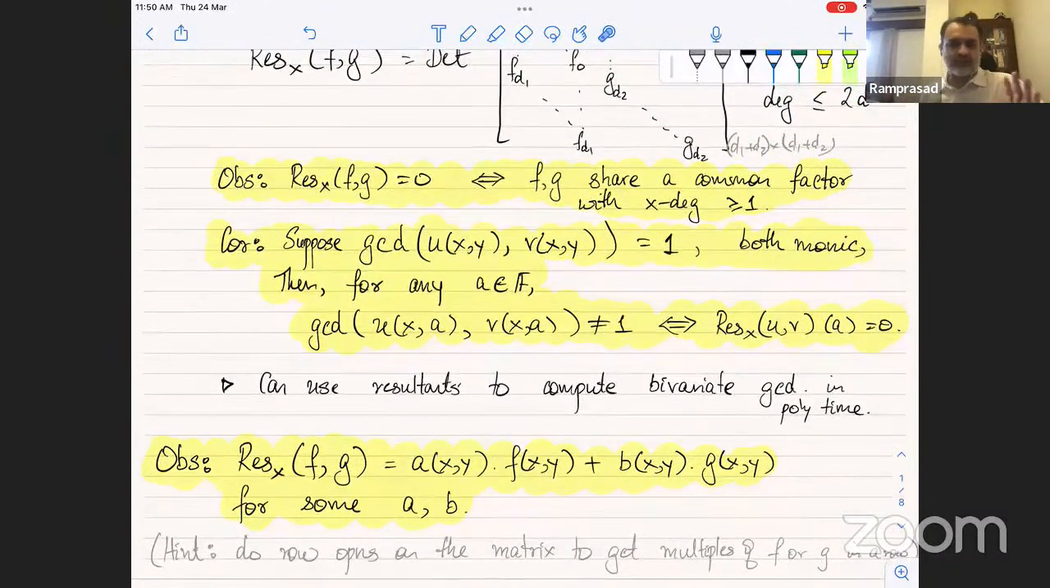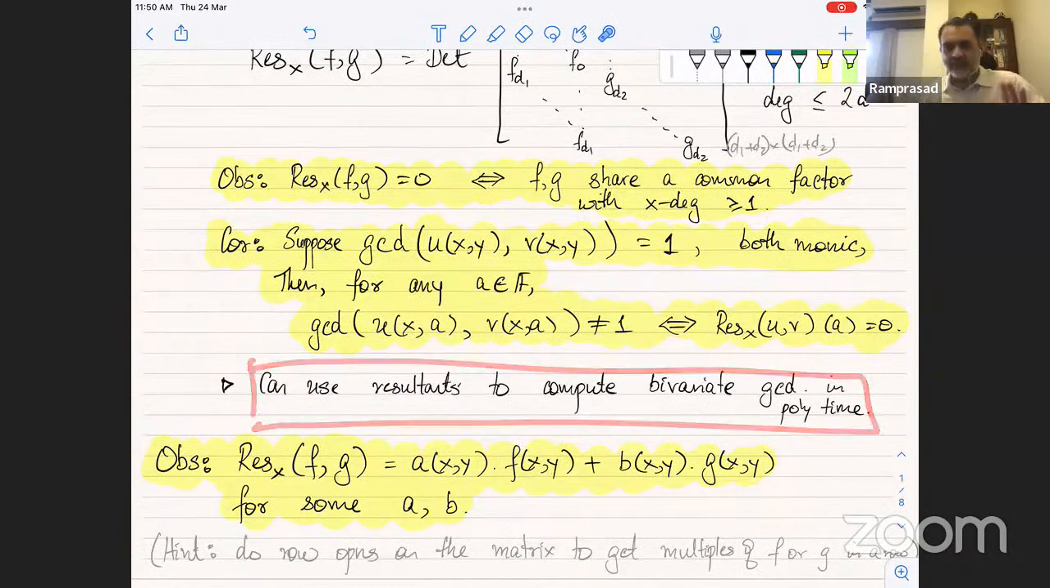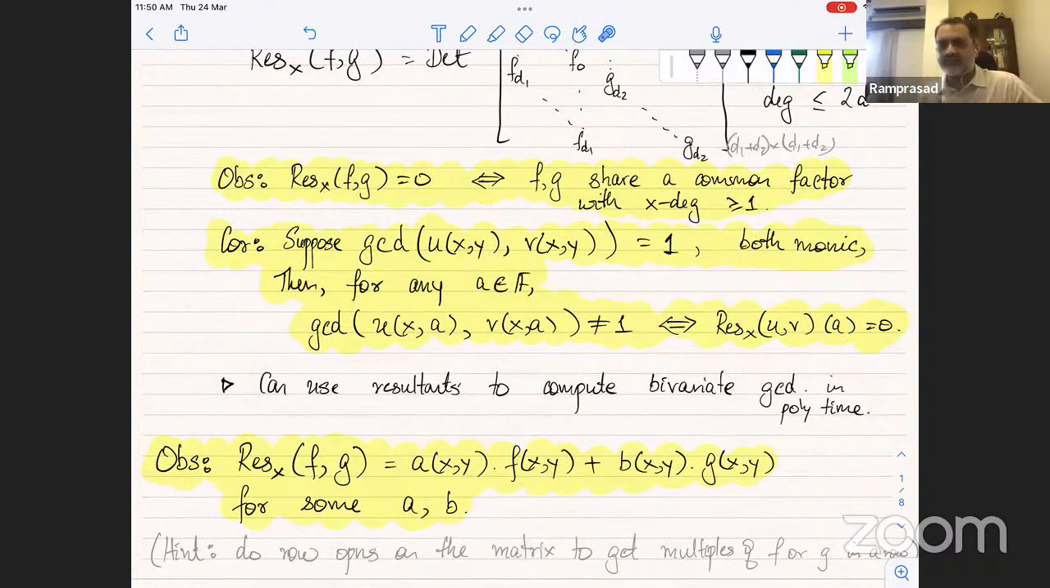So this is the recap that I want you to take away. It's okay if this is something that you didn't entirely follow. Just take for granted at this point that the resultants can be used to compute bivariate GCD in polynomial time.